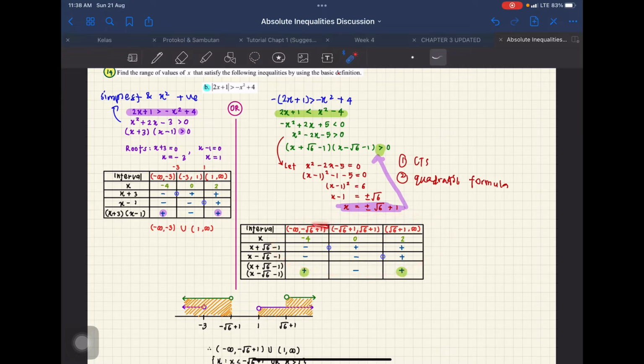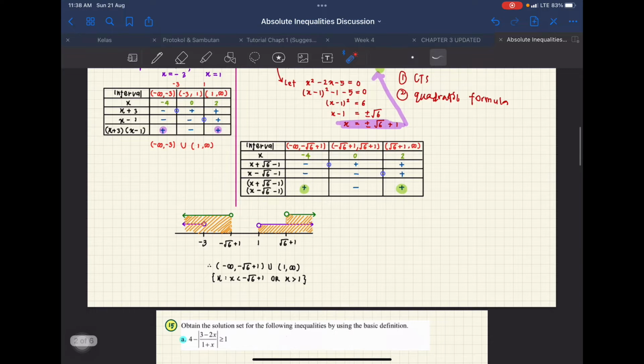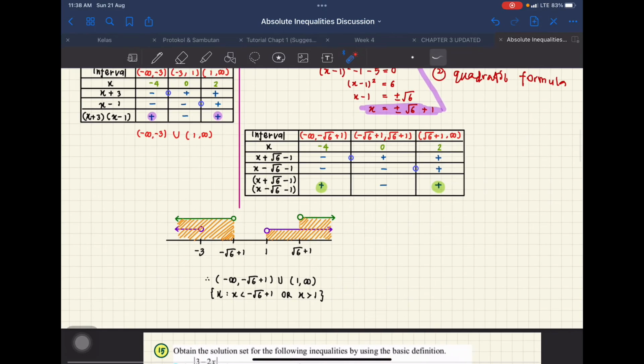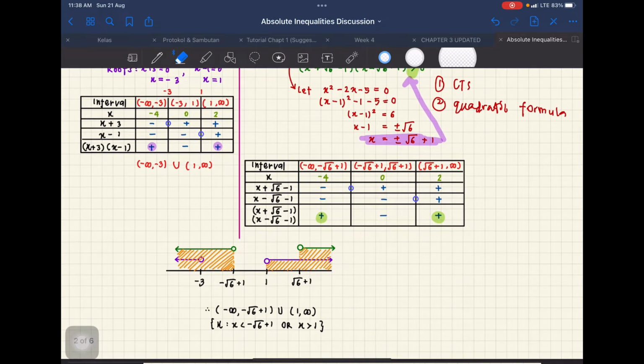Okay, awak bawa yang ini ke sini. And then bawa yang ini ke sini. Letak union sign. Okay, yang tu buat sendiri. Okay, so dah siap dua-dua table. Baru combinekan dia by using a number line. Okay, so bila kita buat number line ini. Okay, so saya padam. Let me padam mic.